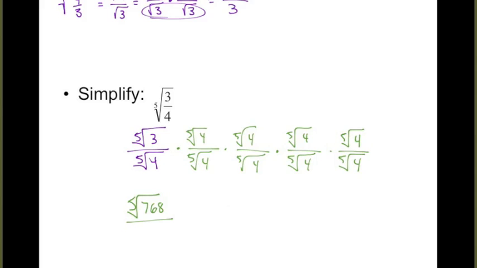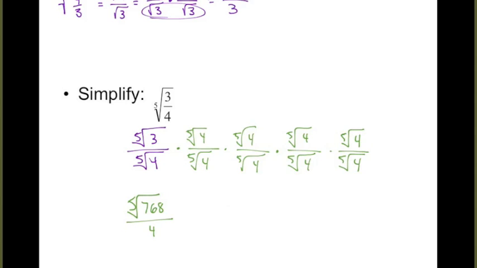On the bottom, when I multiply all that together, what do I get? 4. Okay, that's why we did this, because 5 of them will cancel each other out, and we just get left with whatever was underneath.